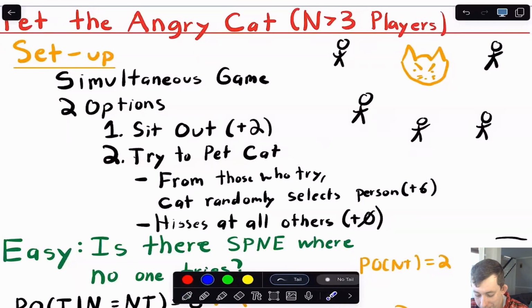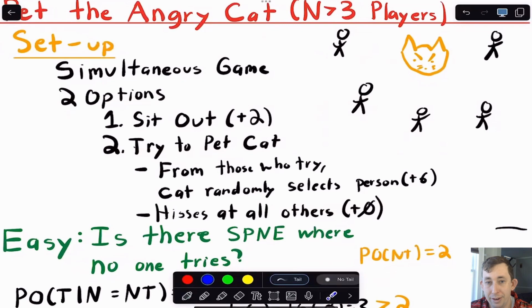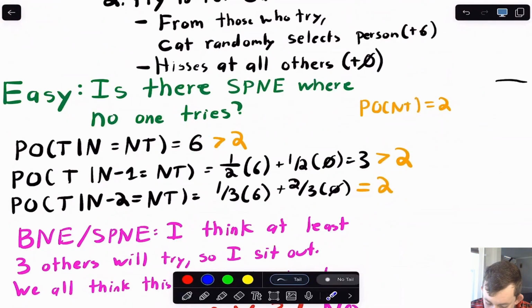So now, suppose that we're trying to ask the question, is there a subgame perfect Nash equilibrium where no one tries? Well, suppose that I try and everyone else doesn't. Then I get 6, and that's way better than the 2 if I were to sit out. The payoff of me trying, given that exactly one other person tries, is going to be a half chance that I get 6 and a half chance of 0, which is 3, which is greater than my payoff if I sit out.